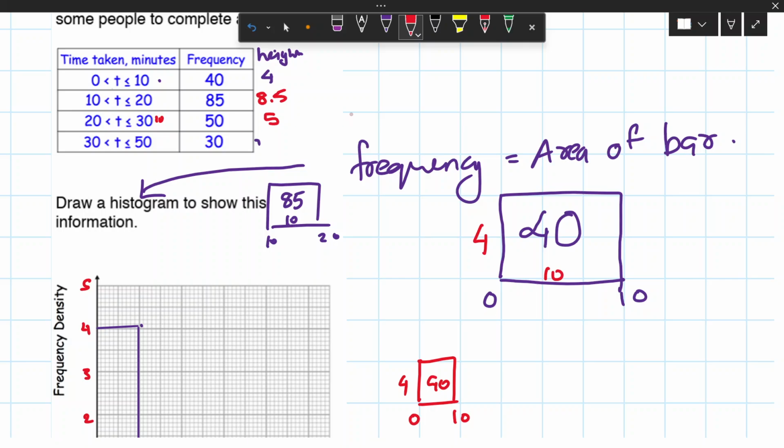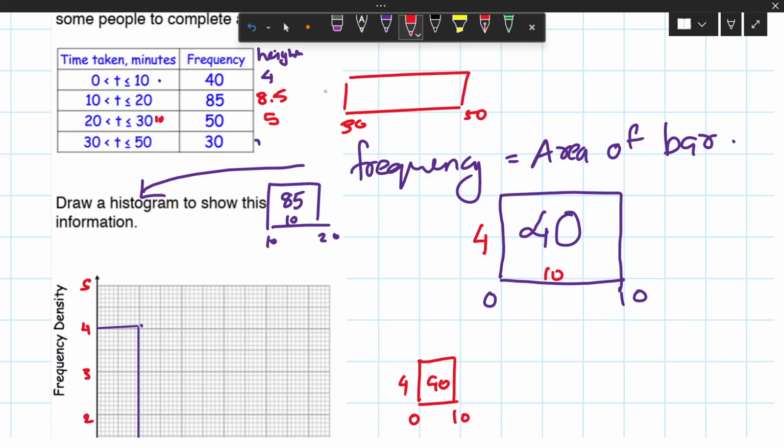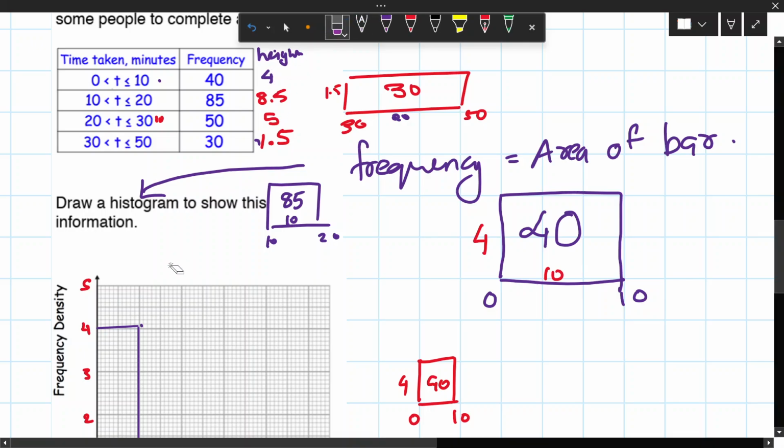This one is 30 to 50. So the base is 20 and the area should be 30, which means the height would be 1.5 here. Right, so we know the area is 30, I know the base is 20. So if you do 30 divided by 20, you'll get 1.5. So now if I look at all of the heights, it should go all the way up to 8.5.